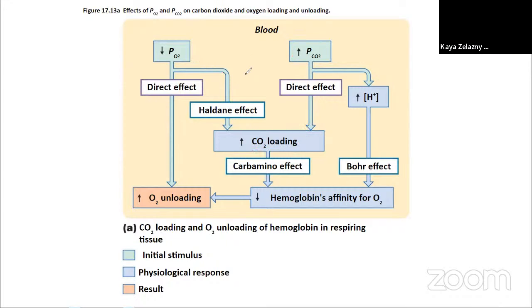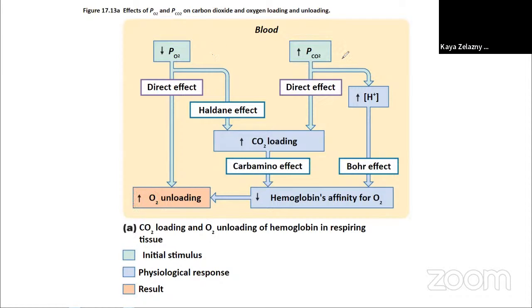Next, we have our indirect effects. One of these is the carbamino effect, that right shift in our hemoglobin oxygen dissociation curve. So we have more carbon dioxide, which means we've lowered hemoglobin's affinity for oxygen. We put carbon dioxide onto our hemoglobin, it's harder to carry oxygen now, so oxygen breaks off, increasing the oxygen unloading.